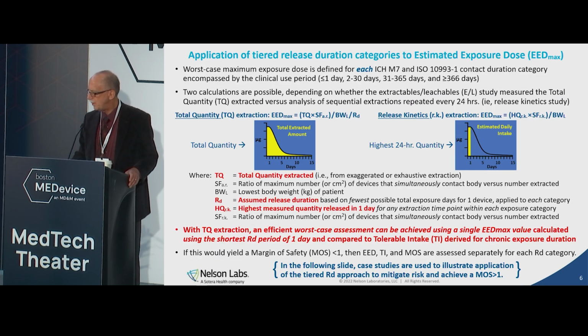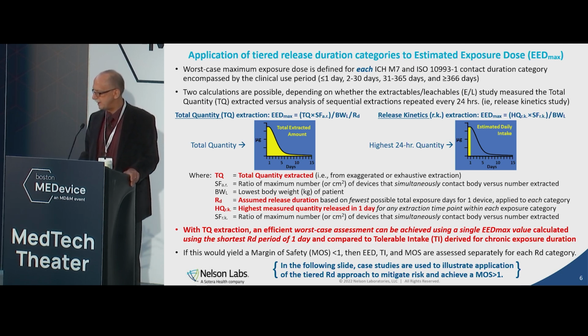Okay, the next concept I've introduced here, because it affects which direction the risk assessment goes, is there's a concept of estimated exposure dose and different case studies depending on how you estimated it. If you did a total quantity extraction for your chemistry, that's the blue graph on the left, you essentially continued the extraction down to the point where almost everything comes out, and the area under the curve in yellow is the total amount. That's the amount you detect.